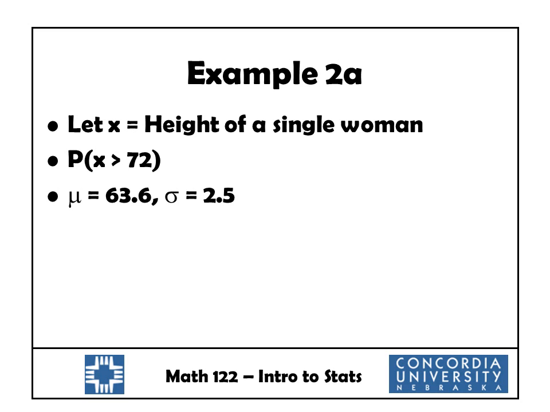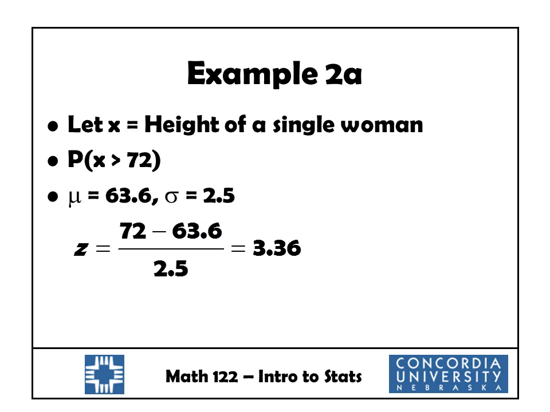So in part A, if we let x equal the height of a single woman, I want to know the probability that x is greater than 72. Now notice here our variable is not x bar because we're not dealing with the mean of a sample. This is just the height of a single woman. I'm told it's normally distributed with mean 63.6 and sigma 2.5. So this is a regular, non-standard, normal distribution problem.